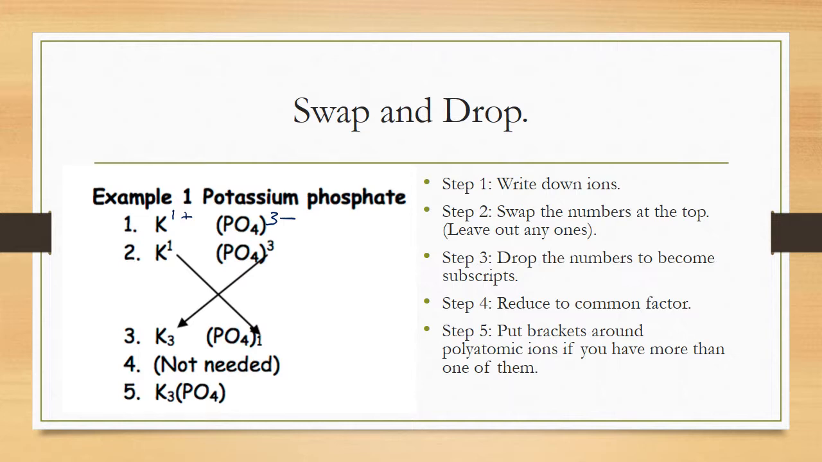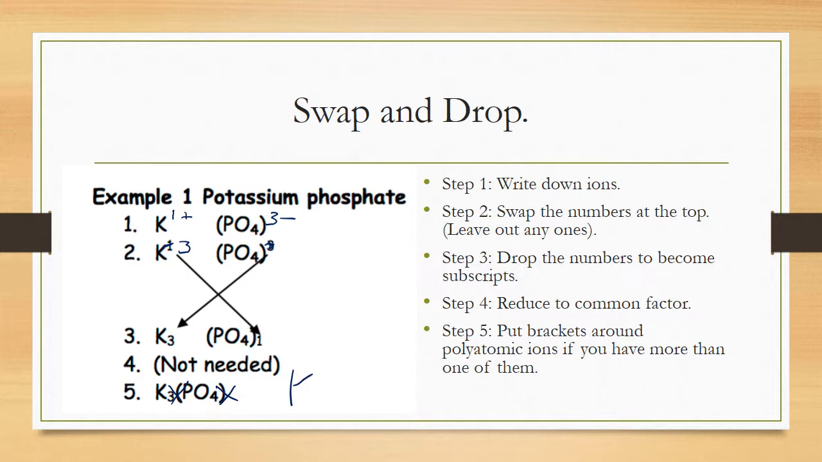So now that becomes K3, and that just becomes phosphate because it's just 1. You then drop the numbers down to become the subscripts. So you drop the charges, get rid of the charges completely, and then you drop down the subscripts. And then you reduce down to a common factor, which you don't need to do for this particular example because it's still a 3-to-1 ratio. And you put brackets around the polyatomic ions if you have more than one of them. So we'll just get rid of those there, don't need that.